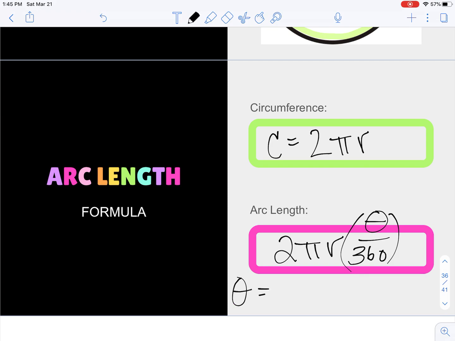where theta is the measure of the arc. Okay, and if you remember from last time, an arc has to be in degrees if we're measuring it. So when we're talking about the measure, we're talking about degrees. When we're talking about arc length, we're talking about something different. We're talking about the measurement in meters, centimeters, feet, whatever it may be, whereas the measure of an arc is in degrees.